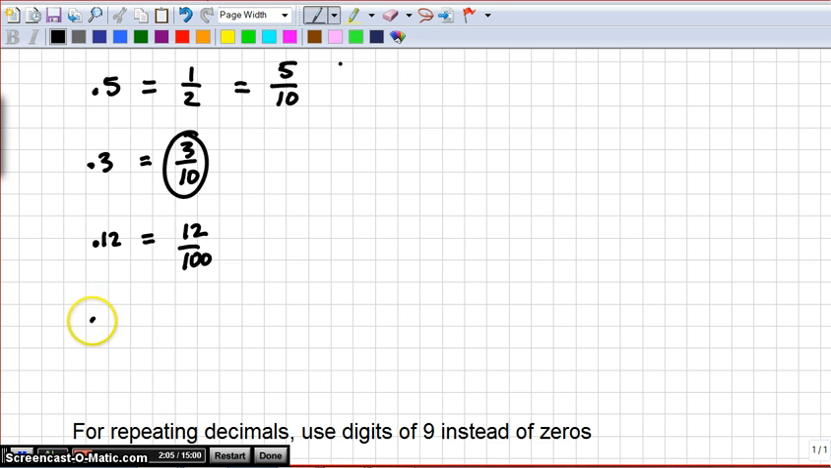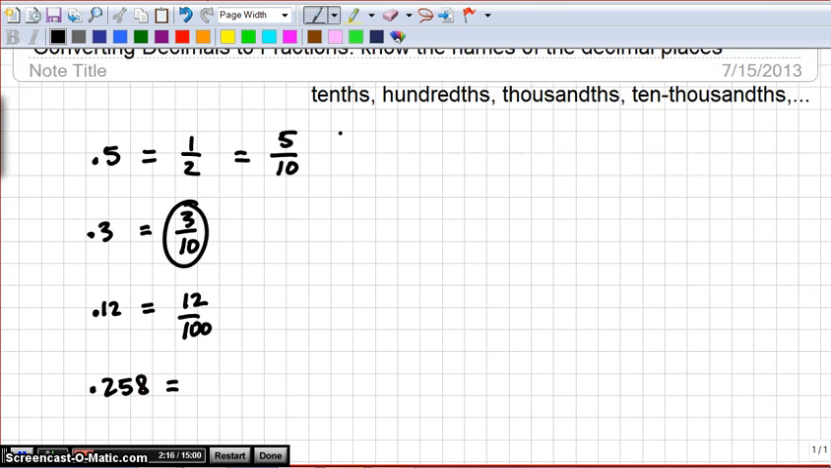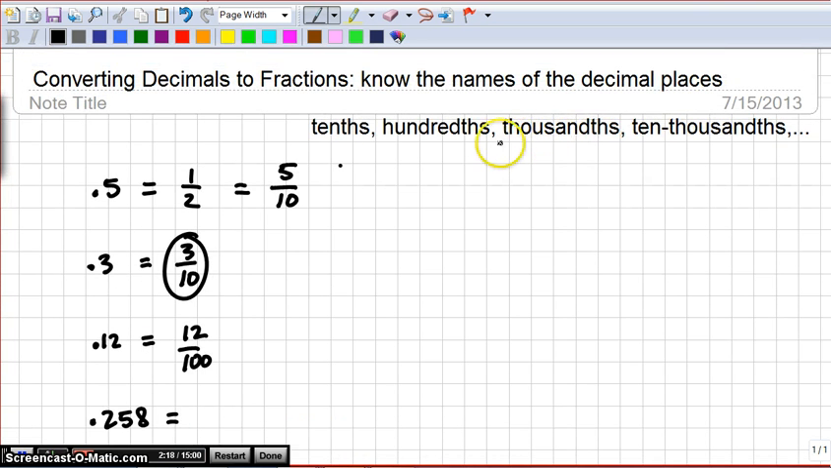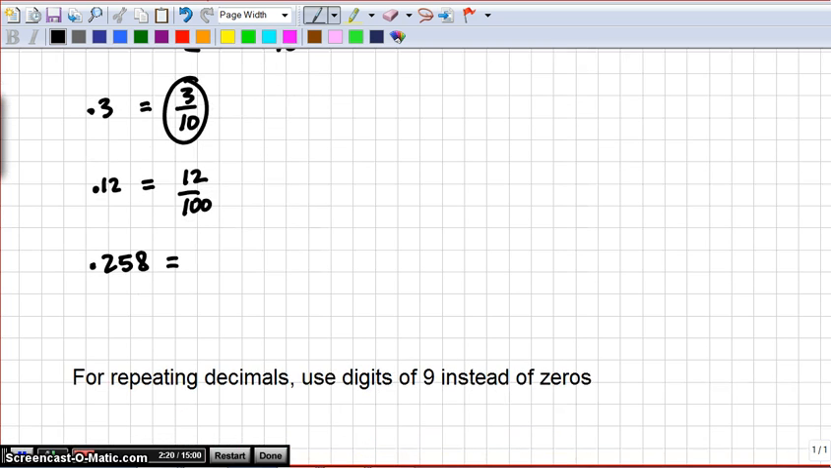Let's try a larger number like 0.258. Again, if you say that number correctly, it would be the 8 that would determine the way that you say it, and the 8 is in the thousandths place. So you would really say that number as 258 thousandths. And so when you put 258 over the number 1000, you get your fraction. Again, you will need to work further and reduce that fraction to lowest terms, and that topic is in another video.